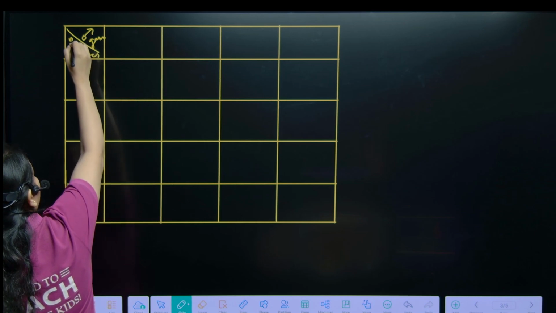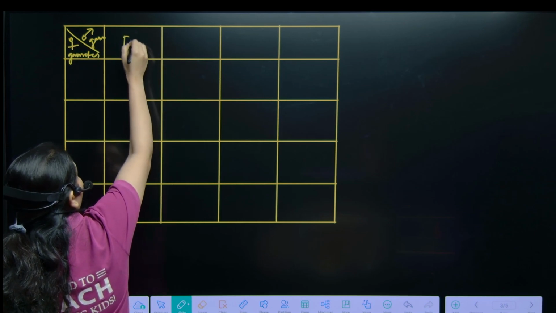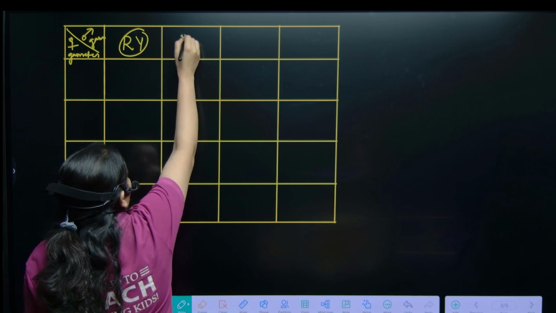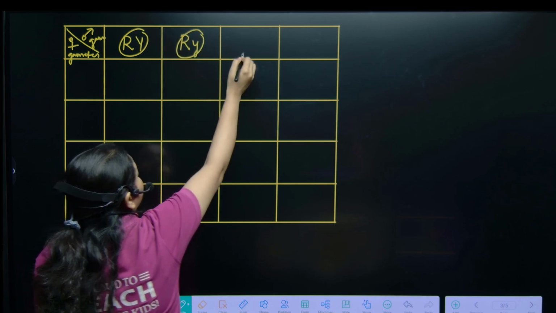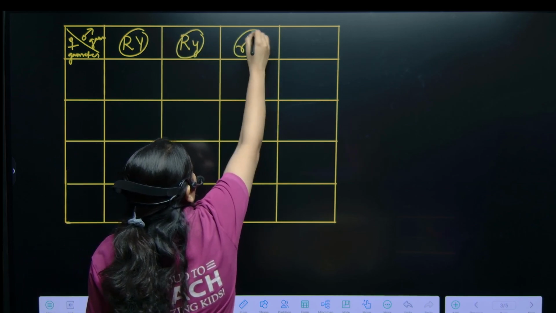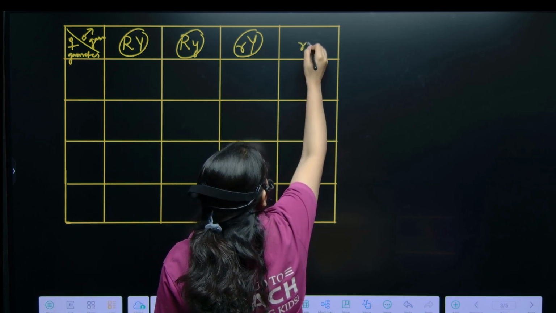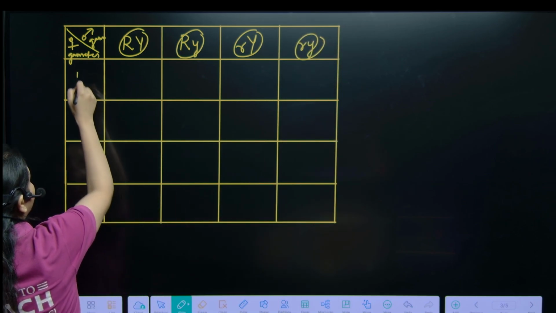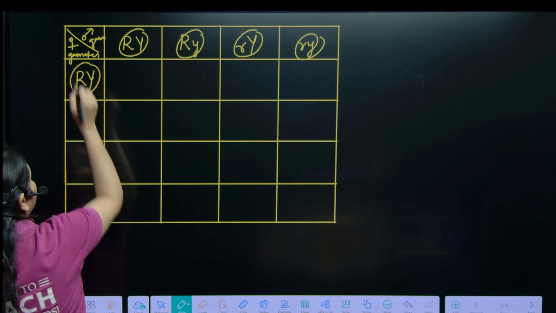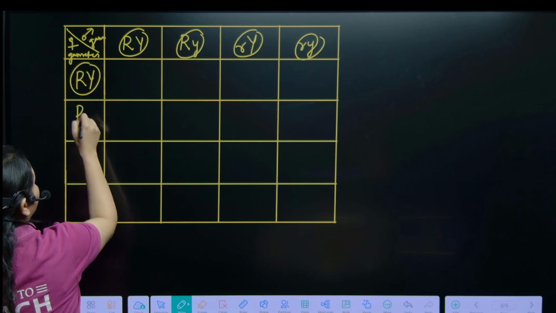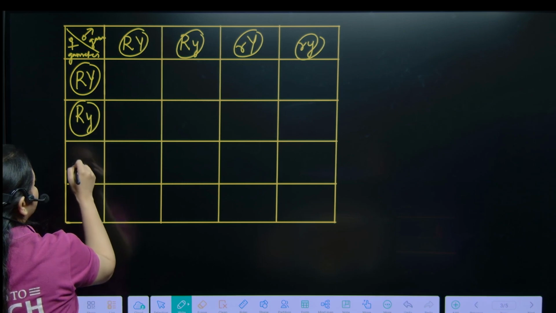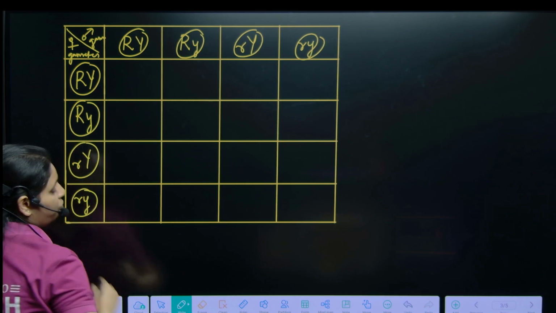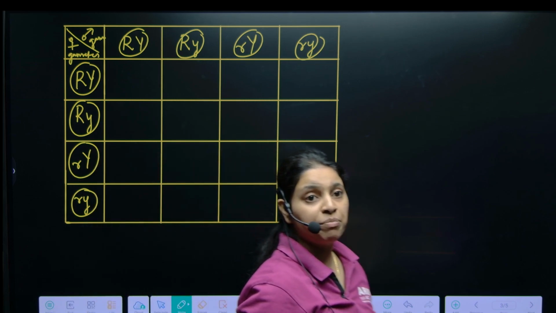First we have capital R, capital Y. Next we have capital R, small y. Then small r, capital Y. And next we have small r, small y. These are the male gametes. Now for female, we have the same 4 types: capital R, capital Y; capital R, small y; small r, capital Y; and small r, small y. These are the male and female gametes.